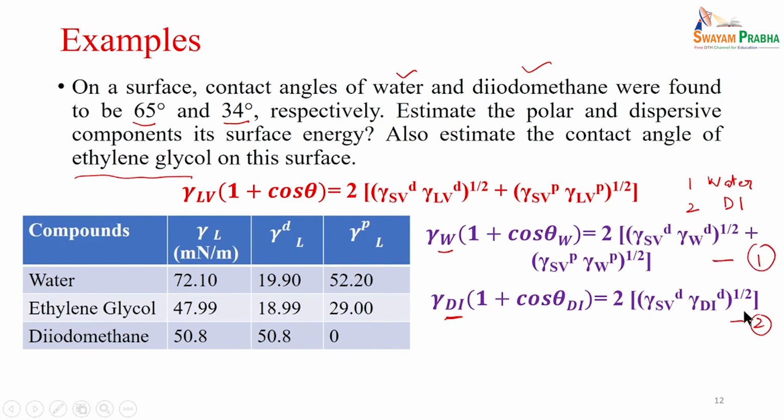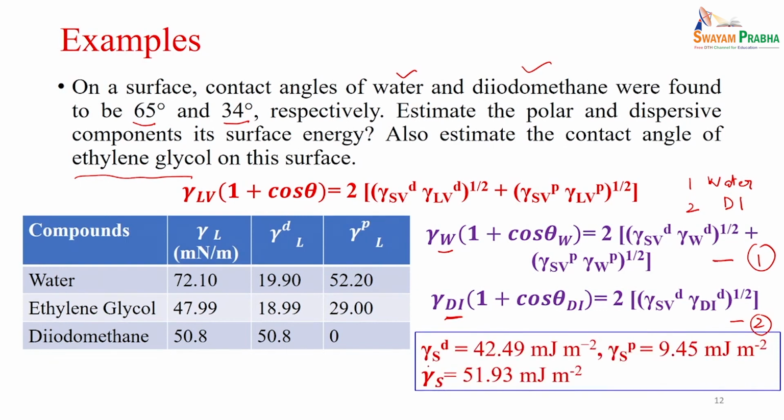Depending on the value of the polar and dispersive component, we will get the two equations, equation number 1 and equation number 2. If you solve these equations, you should be able to get the value of gamma S dispersive and gamma S polar. So, gamma S dispersive is coming 42.49 millijoule per meter square and gamma S polar is 9.45 millijoule per meter square. We will sum them up. So, this will be the total surface tension of that particular solid, 51.93 millijoule per meter square.